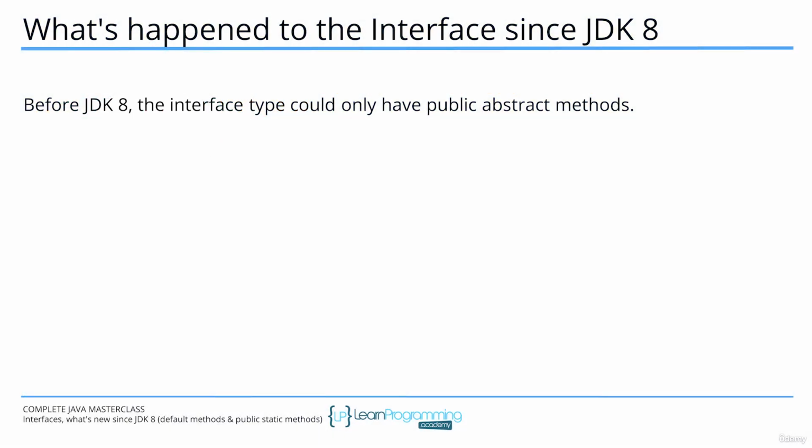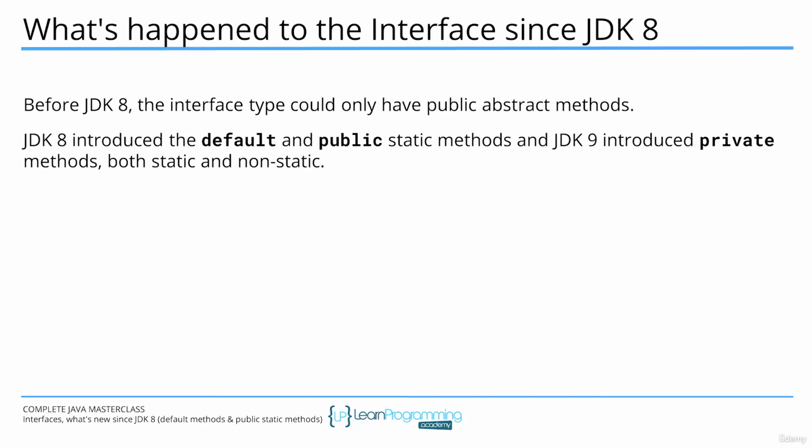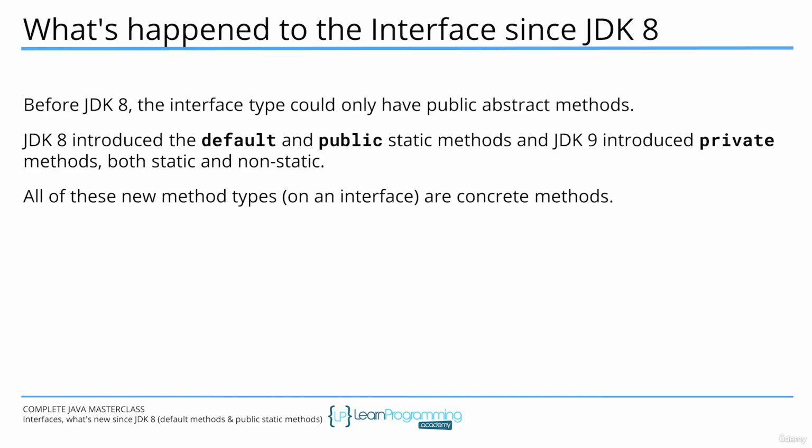Before JDK8, the interface type could only have public abstract methods. JDK8 introduced the default and public static methods, and JDK9 introduced private methods, both static and non-static. All of these new method types on an interface are concrete methods. If you didn't review the last videos on interfaces, make sure you download the code from the previous video from the resources section so that you can follow along.